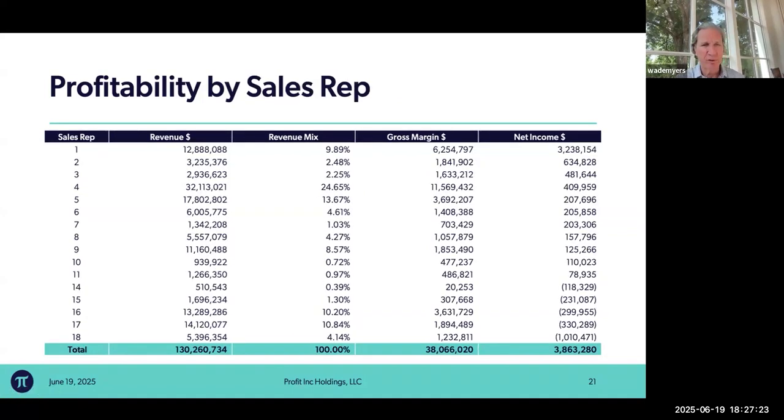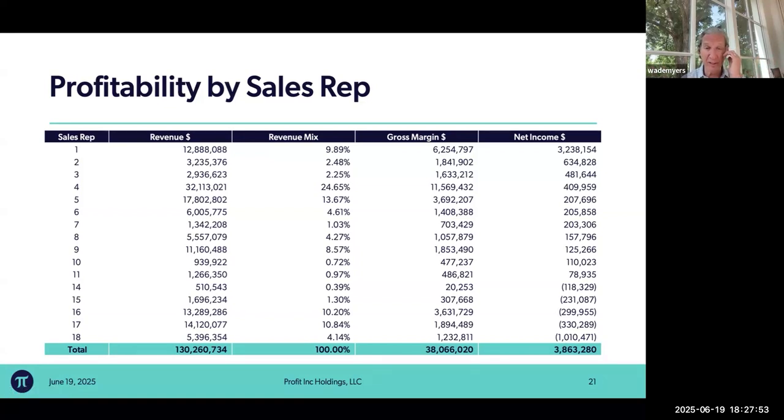This is their sales reps. This was really stunning for them. 18 sales reps. One, she delivered about 13 million in revenue, but 3.2 million net income out of 3.8. This one sales rep basically delivered almost all of the profit of the entire company, where several delivered some profit, and then several were negative, including one that was losing the company $1 million. So over the 3 years, this was sales rep performance.